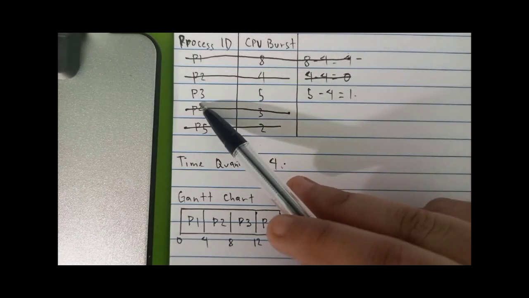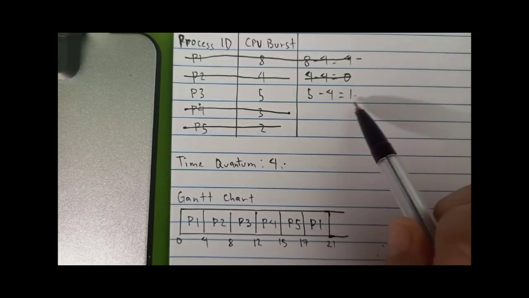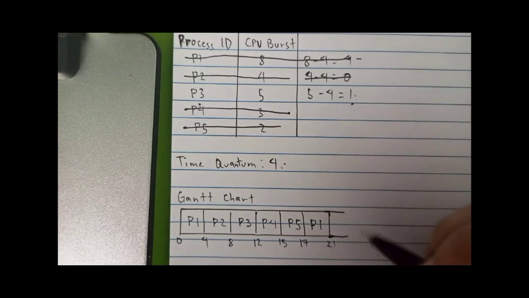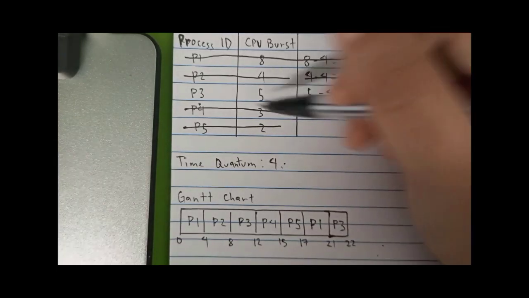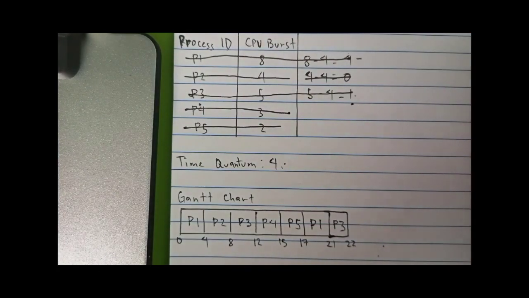Then, yung natira is the process 3 na merong natira na 1. So, ayun, napakaliit din ng CPU burst niya. Pero magpa-process pa rin siya, guys. Then, matatapos na to 22. Yun, tapos na natin lahat. Na-executed na lahat ng processes.